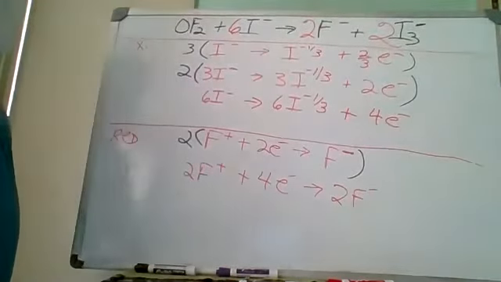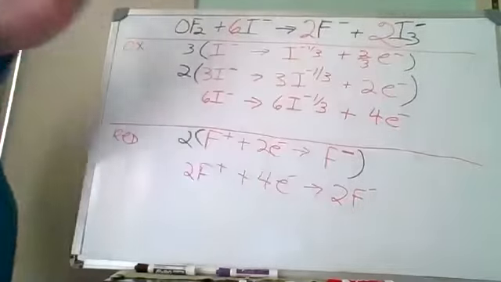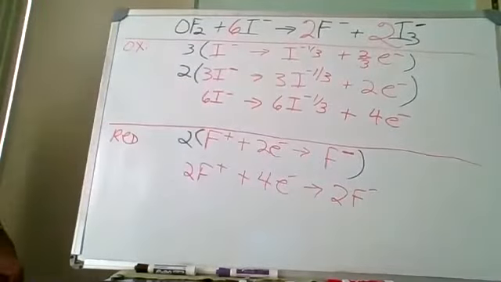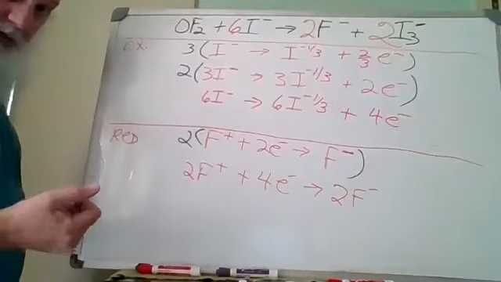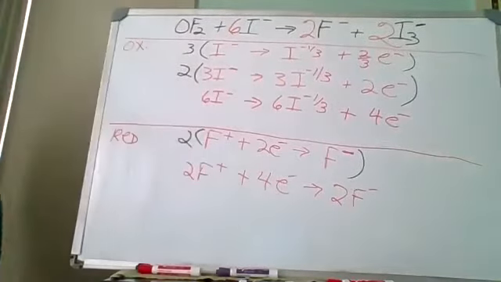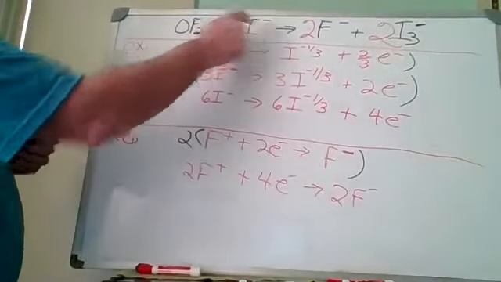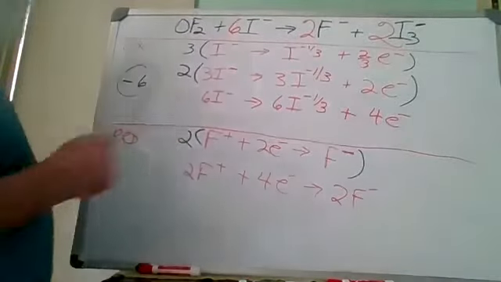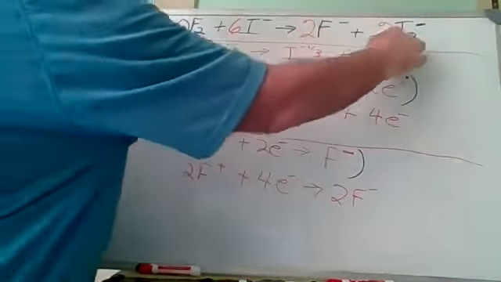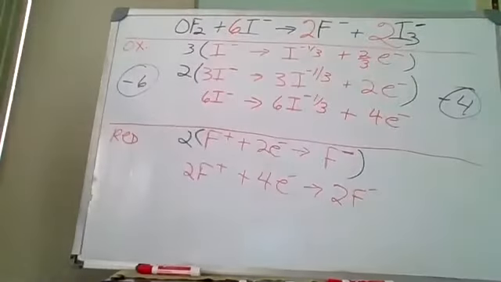Now, let's see here. I have an oxygen here. I don't have any over there, but I'm not going to worry about that yet. This is in acidic media. We should worry about the charges first before we worry about the oxygens. So let's look at the charges. Well, I have -6 on this side. What do I have on this side? I have -2 and -2. -4 I have on this side.